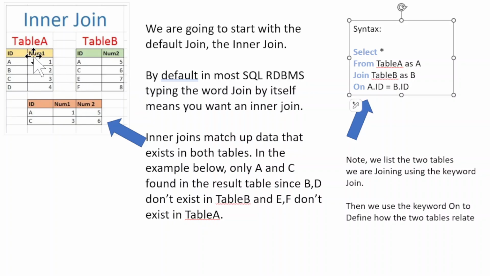The inner join only brings over stuff that matches. So here I have a table A, which has ID columns of A, B, C, D. Then I have a table B, which has A, C, E, F. And when I join these two tables together, all I get is A and C, because these are the only things that exist in both tables. B and D do not exist here, and E and F do not exist here. So only A and C come over. So that's what inner join does. It only brings over matching information, okay?